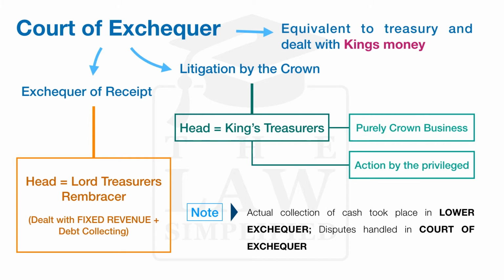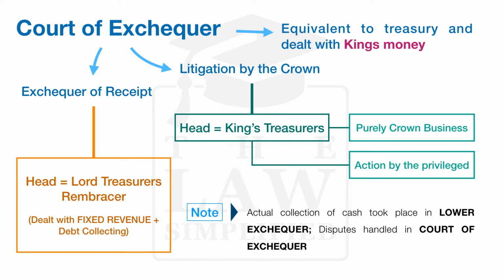Now, the Exchequer of Receipts, something that I've mentioned here as well, dealt with fixed revenue, pretty much the collecting of debt such as taxes and so on. But the actual task of going about and doing the day-to-day business was solely handled by what is known as the lower exchequer. They're the ones that handle the collection part of it. So the Court of Exchequer is its connected body that dealt with any disputes that would arise from it.